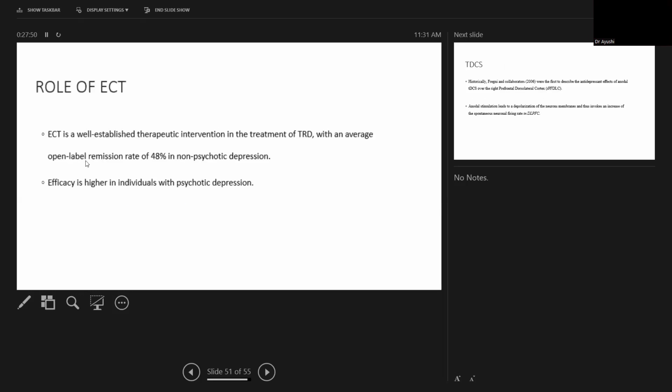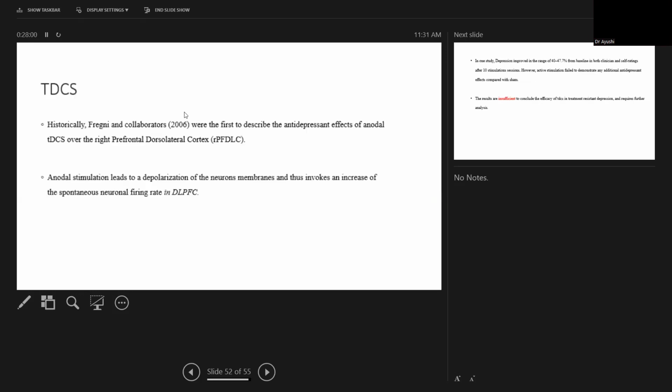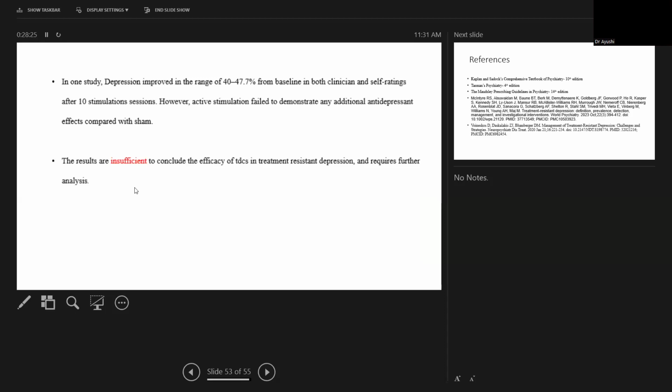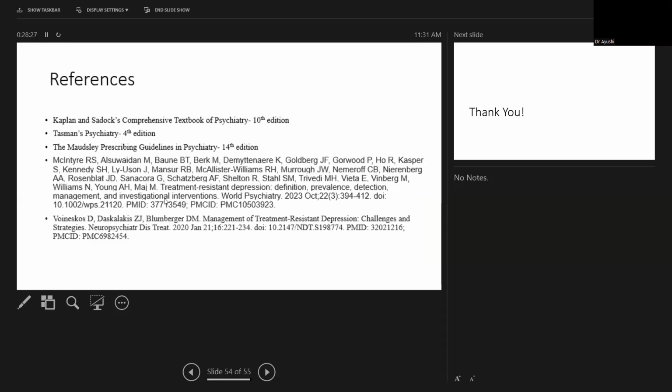ECT is a well-established therapeutic intervention in the treatment, with an average open-label remission of around 48% in non-psychotic depression, and efficacy is higher in individuals with psychotic depression. For tDCS, Fregni and collaborators in 2006 first described the antidepressant effect of anodal tDCS over the right prefrontal dorsolateral cortex. The anodal stimulation leads to depolarization of the neuron membrane and thus evokes an increase of the spontaneous neuronal firing rate in the DLPFC. The data is currently insufficient for tDCS.